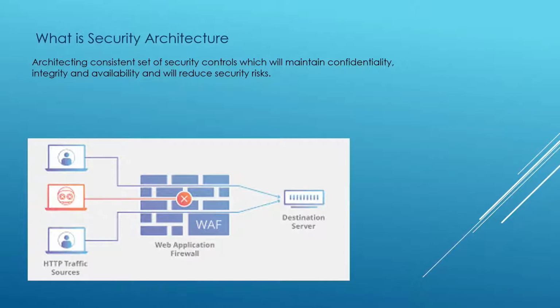Here is a simple example. In this example, we are using a web application firewall to protect a server. The web application firewall is acting as a control protecting the server from external threats. That way it is maintaining confidentiality, integrity and availability. This is a very simple example. In real life, the architecture is much more complex and we can use patterns and reference architectures to solve those complex architecture problems.